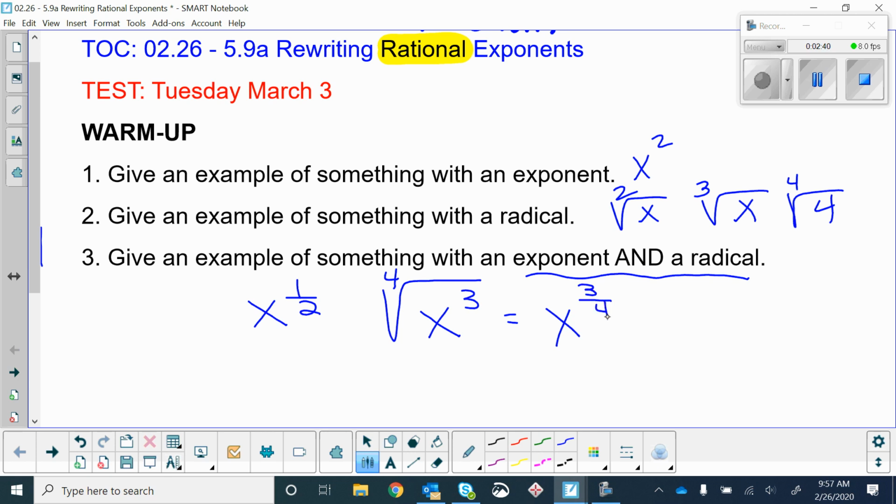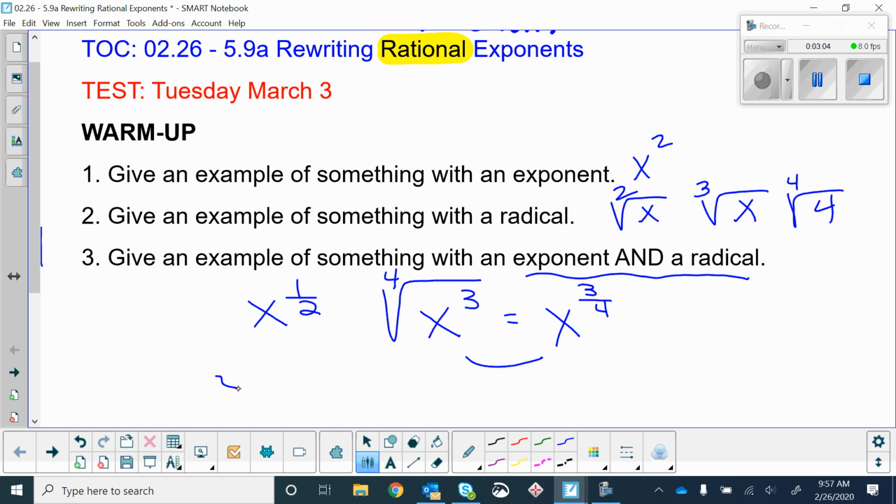What's going on that would make these things the same? Dividing the exponent by the radical. This is the power, right? The 3. And the 4 comes from whatever root you're talking about. And these are equivalent ways of writing. You can go either way. So this is the basic idea of what we're talking about today.